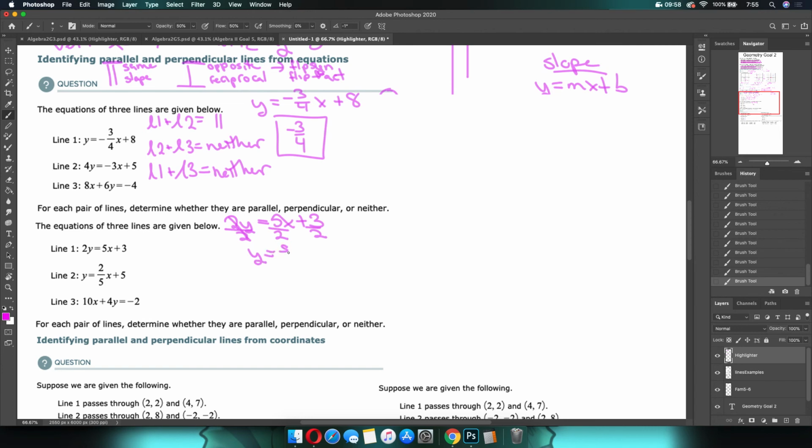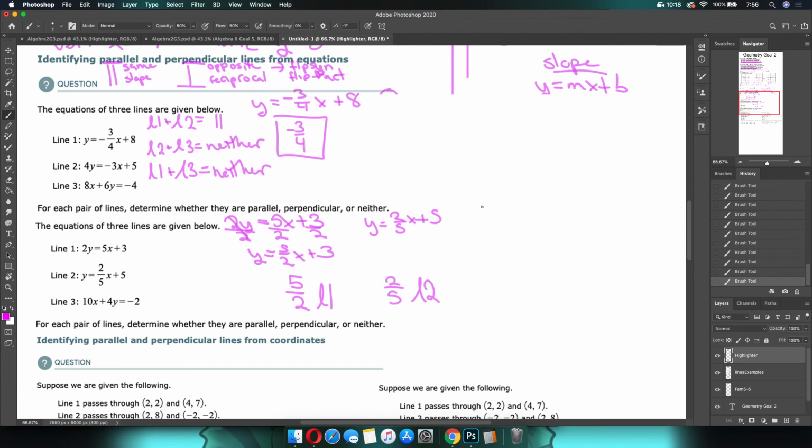y equals 5 halves x plus 3. Our slope is 5 halves. Okay, so that's line 1. Next up, we have y equals 2/5 x plus 5. There's no extra steps there. Our slope is right there. 2/5 is our line 2.